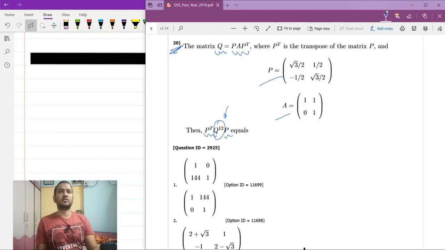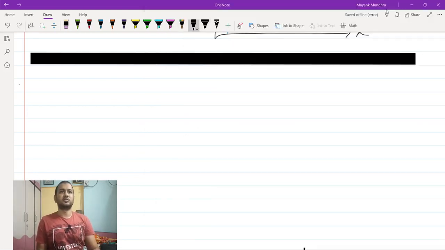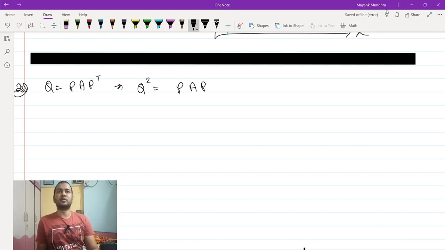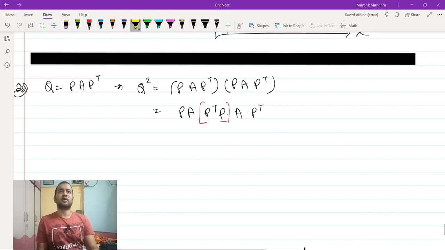So Q is P A P transpose. So this implies Q square will be P A P transpose into P A P transpose. So that's P A P transpose P A into P transpose. In the middle I have this P transpose into P. If I can show that this is nothing but the identity matrix, then I can collapse the entire matrix multiplication.